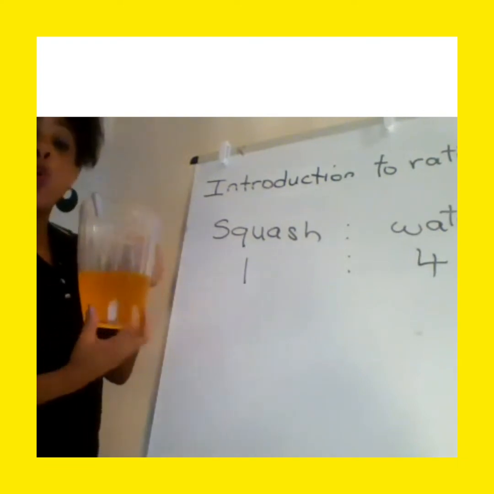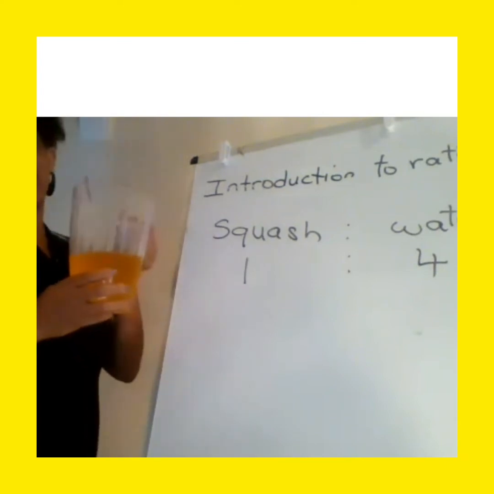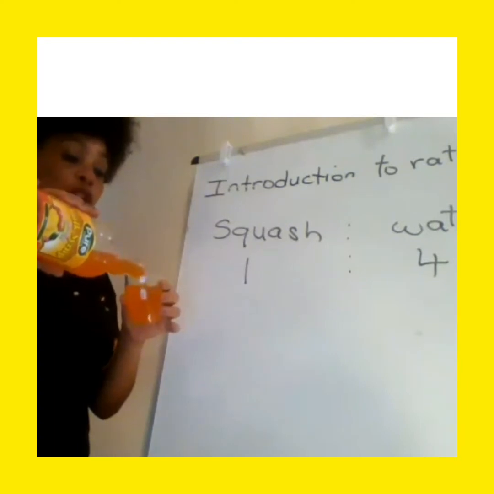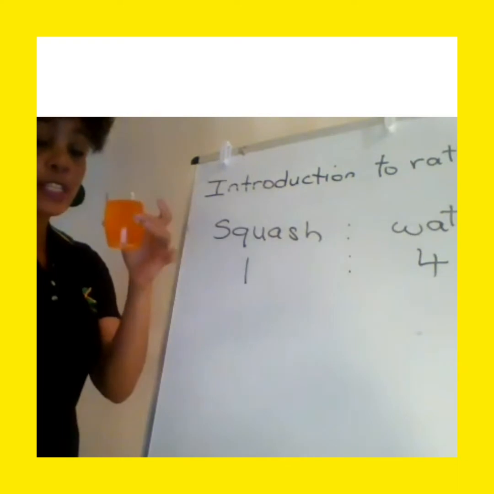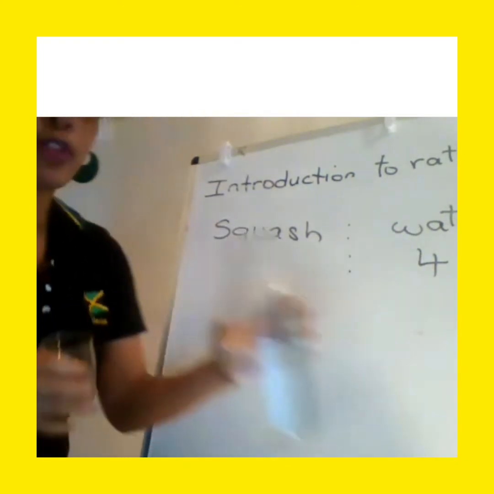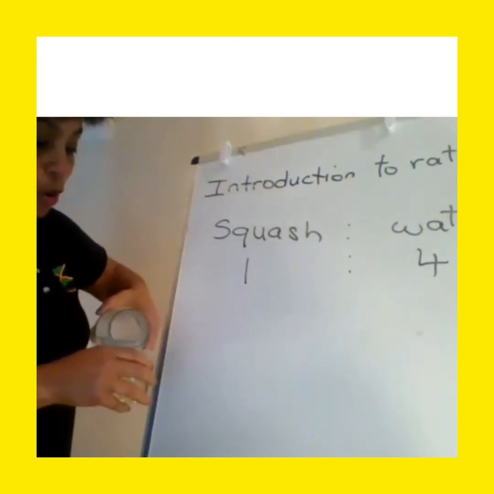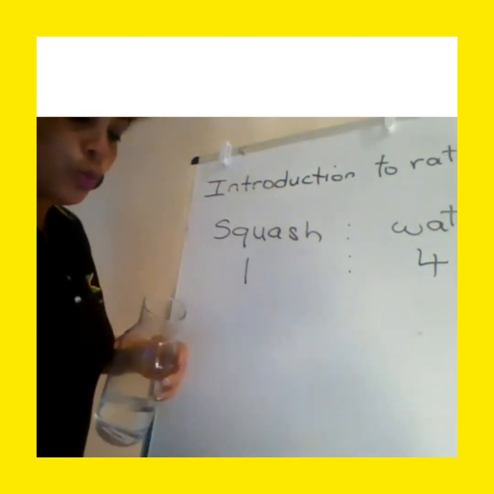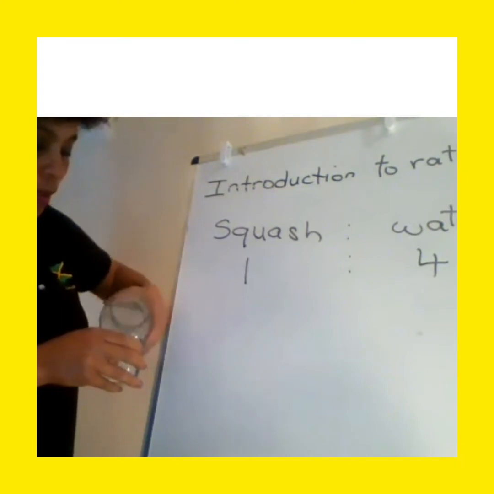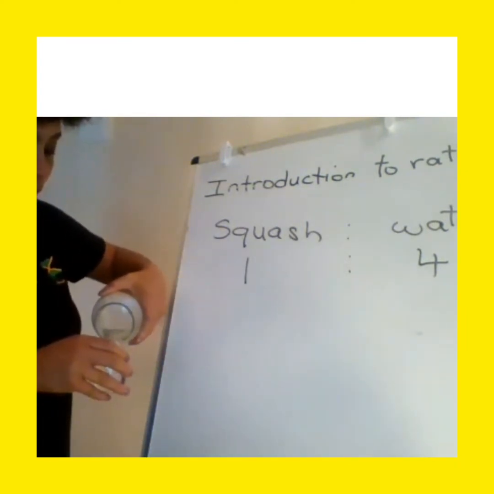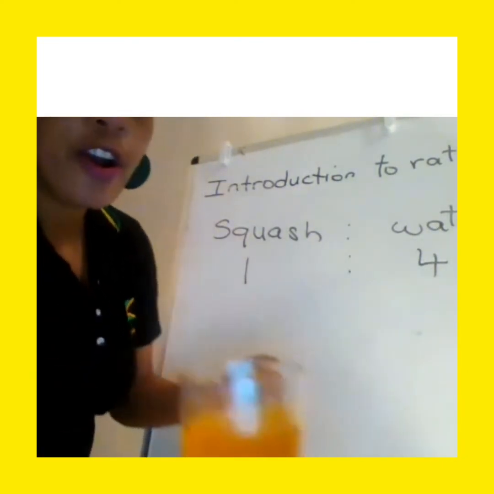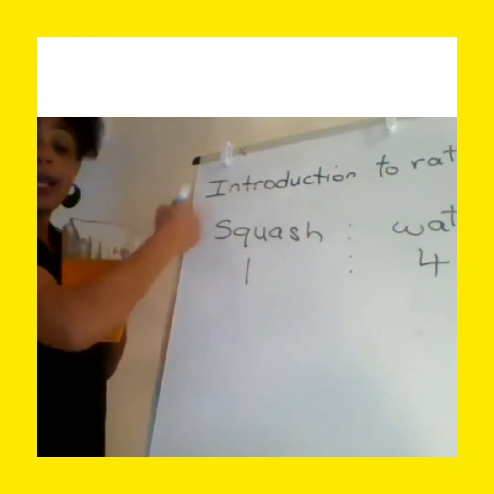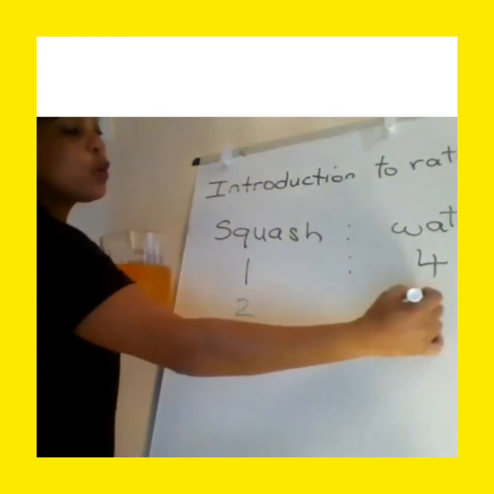So if I compare the parts, I have 1 part of squash to 4 parts of water. Now suppose I decide that this was not enough and I need more. So I could put another glass of squash. In this case, I'm using this glass as my measure. You could use whatever it is. If I use 1 of that, I'm going to have to do 4 more of that because I'm doing 1 to 4. So every time I do 1 glass of squash, I'm going to be doing 4 glasses of water. 2, 3, 4. So here I have 2 parts of squash to 8 parts of water. First I had 1 to 4, but I did that twice. So I did 2, and because I did 2, I'm then going to go 8 glasses of water.